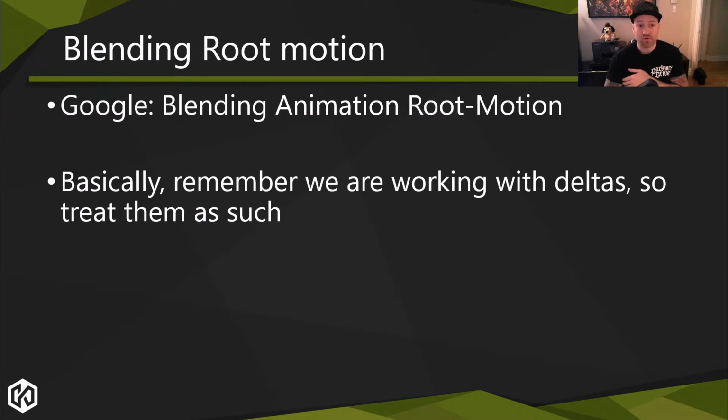So, blending root motion. Again, you can Google this. I did a blog post on this. Just Google blending animation root motion. There's a quick 1-pager on it. It's not super complex. The most important thing there, again, is we're working with a delta, right? So it's not 2 transforms that you blend. It's 2 deltas that you need to blend. So you need to handle that a bit differently.